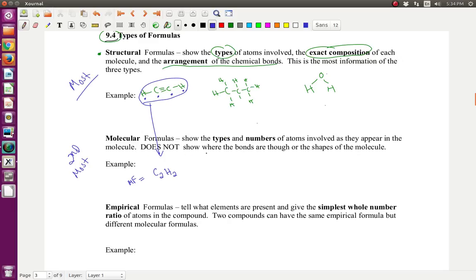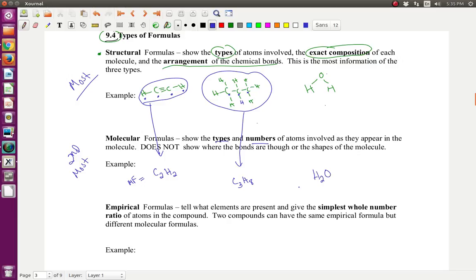So the molecular formula gives you the types of atoms and just the number. So what's, oh, I forgot to put the hydrogen there. What is the molecular formula then for this one? Well, this one would be C3, because there's 3 carbons, 1, 2, 3, and H8, because there are 8 hydrogens. 1, 2, 3, 4, 5, 6, 7, 8 hydrogens all the way around. And the molecular formula for the other one is just H2O.